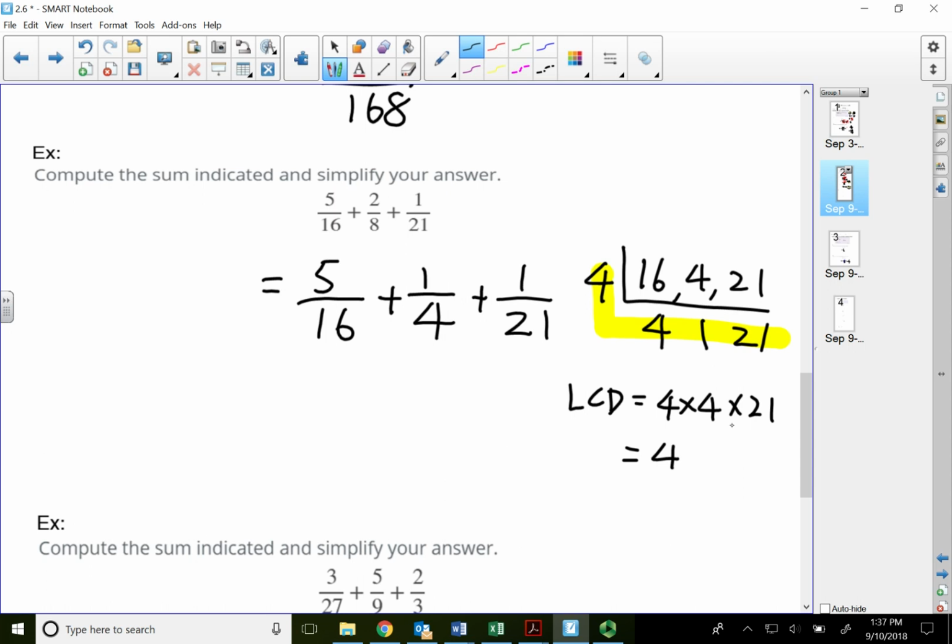So I know 4 times 21 is 84. So my first, 4 times 84. 4 times 4 is 16, carry 1. 4 times 8 is 32, plus 1 is 33. So I still have 336.